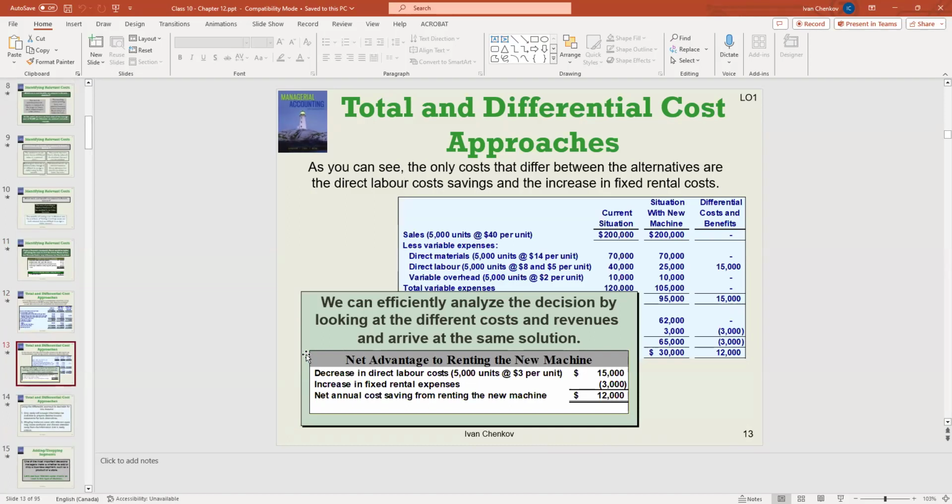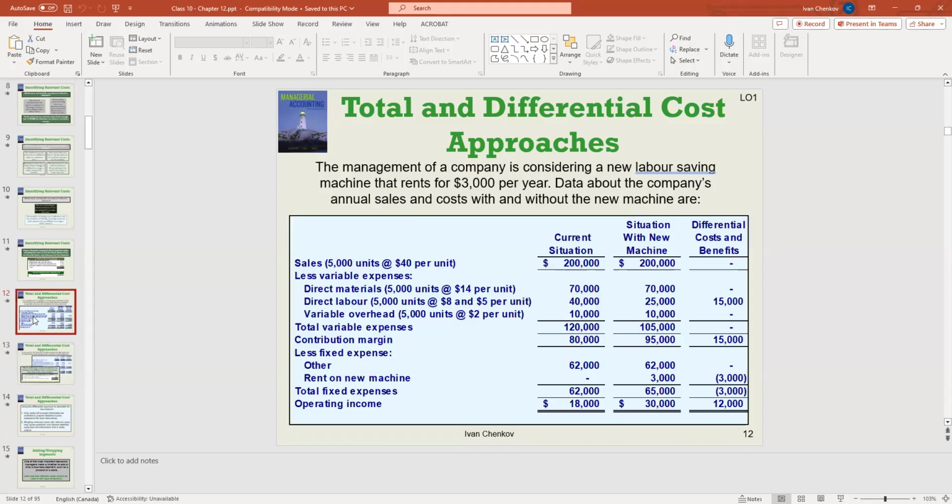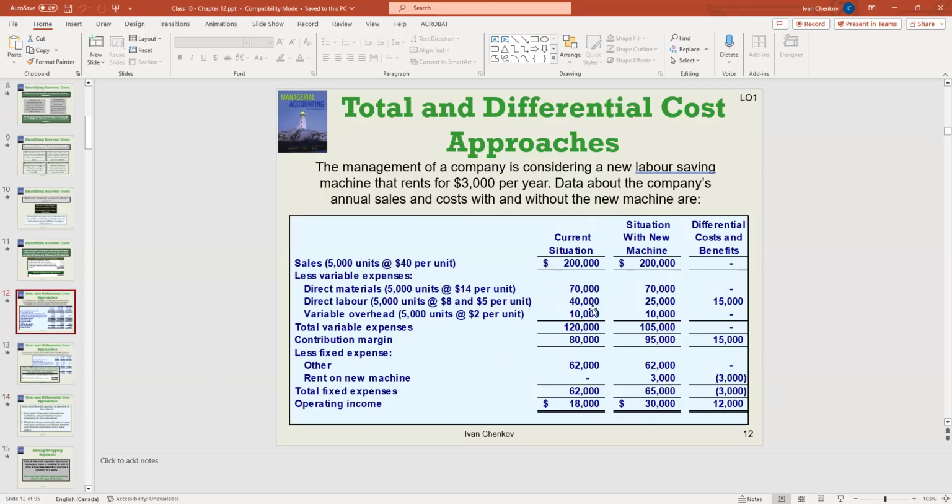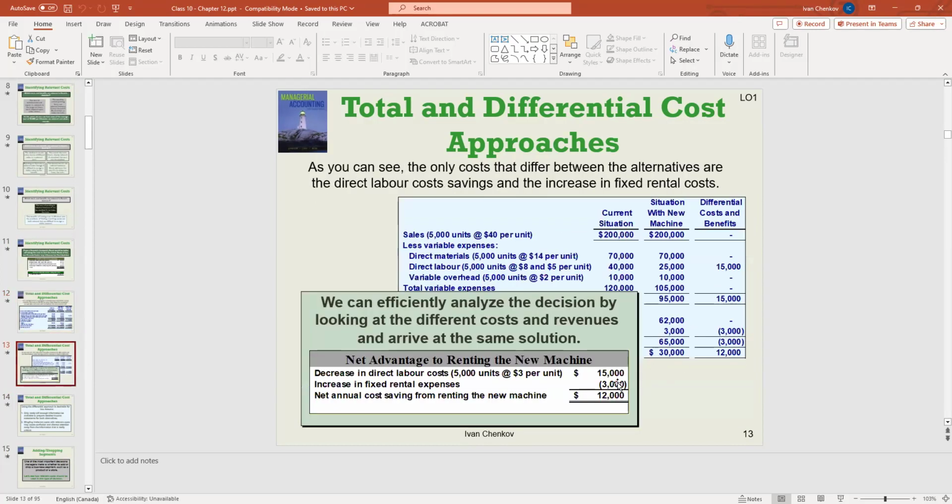So now, how can we do the calculation? One calculation is just to look at the costs and benefits, purely costs and benefits. The other option is to look at the entire financial statements. The question is, only in rare situations are we going to have enough information to prepare the entire financial statements for both alternatives. So we might not be able to see this, but what we can see is the cost and benefits. That's why we're going to choose this differential cost approach in order to make a decision.